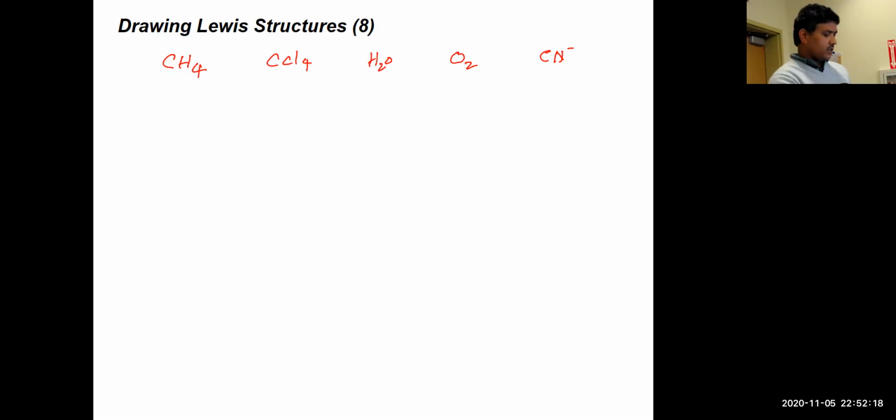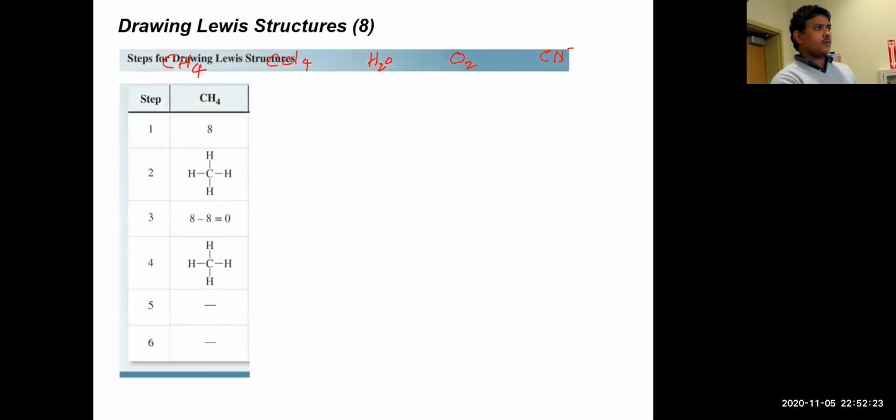So let's work on the first problem. First problem is CH4. I'm going to count the total number of valence electrons. One carbon has 4 valence electrons, and 4 hydrogens have 1 electron each. 4 times 1 is 4. So a total of 8 valence electrons.